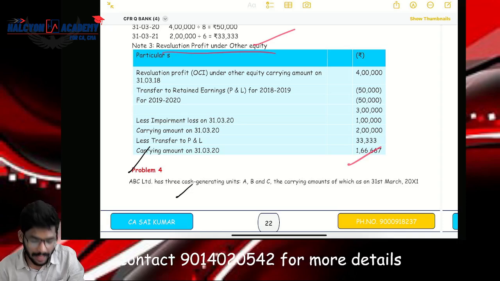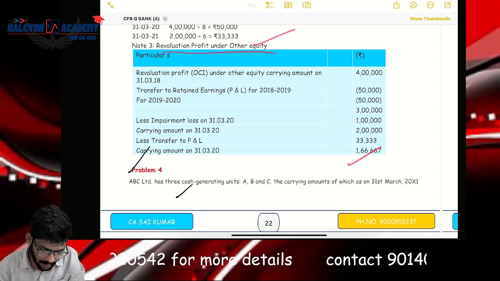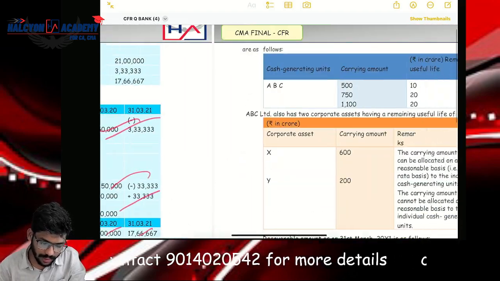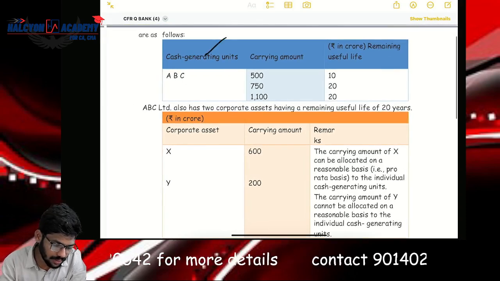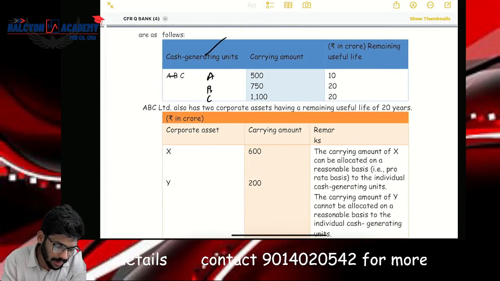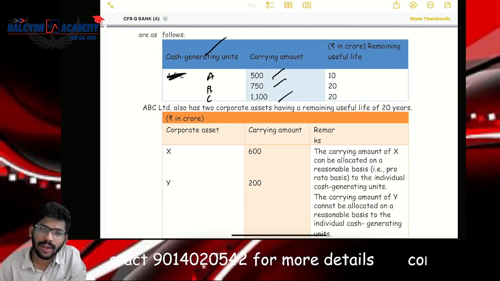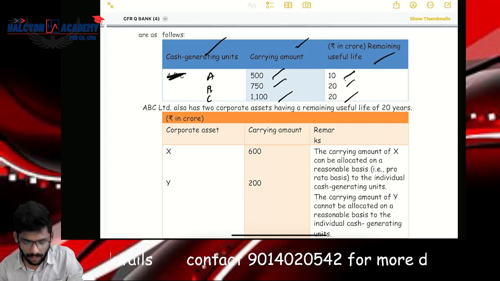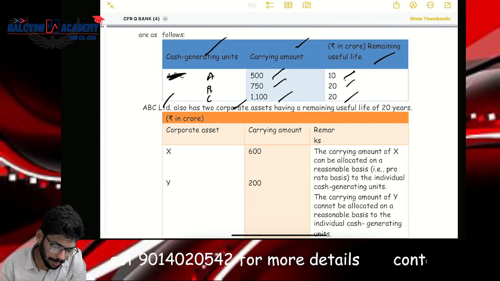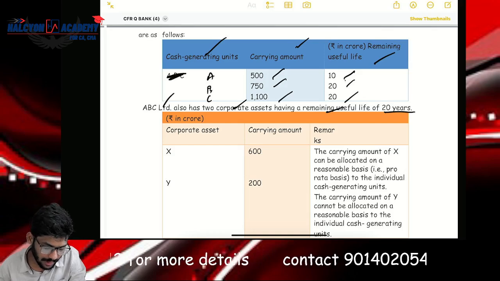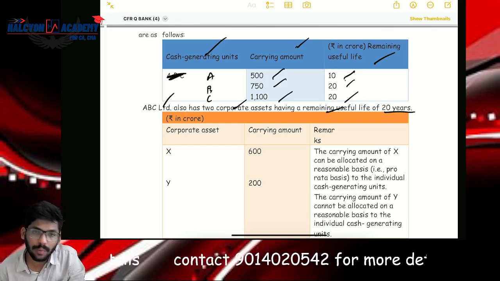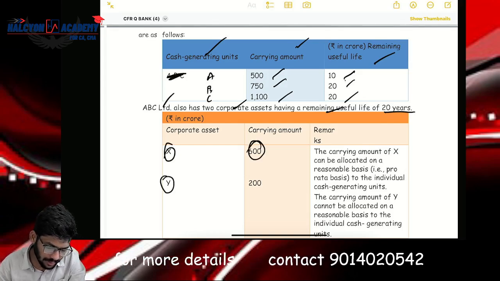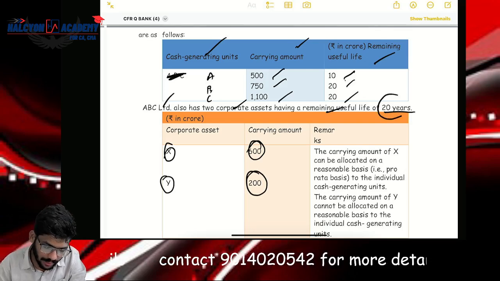ABC Limited has three cash generating units, A, B, C, the carrying amounts of which as on 31st March 2001 are as follows: CGU A, B, C: 500, 750, 1100. Next, the remaining useful life: 10, 20, 20. ABC Limited also has two corporate assets, X and Y, with a remaining useful life of 20 years. 600 is the carrying amount of X, 200 is the carrying amount of Y. The life is 20 years.